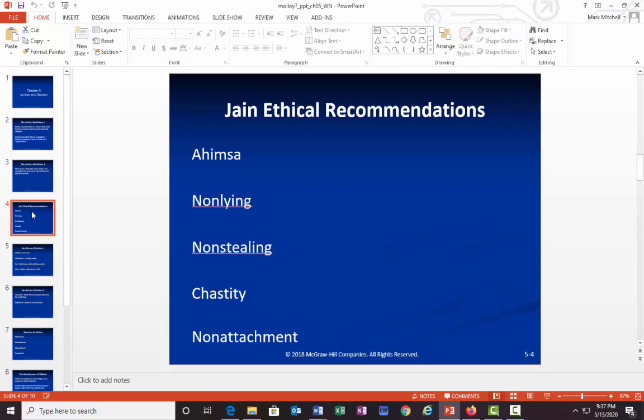The second ethical recommendation is non-lying. So they would be very strict in not telling any falsehood. They would take this to the extreme of, hey, don't even exaggerate, even when you mean it in a humorous way. But these things, lying and exaggeration, can cause hurt. The goal that Jainism wants to keep is absolute truth in what they do, but that is impossible to find or sometimes to express. The third ethical recommendation is non-stealing.